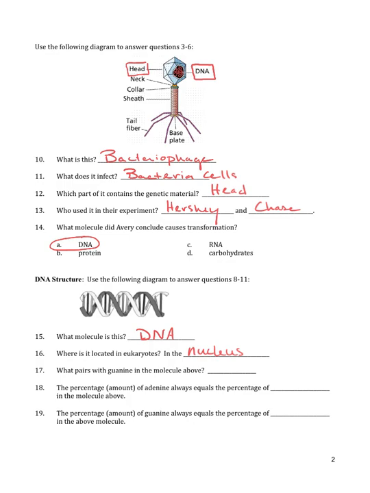So in eukaryotic cells, DNA is always contained in the nucleus, and it does not leave the nucleus unless a cell is dividing. Number 17 says, what pairs with guanine in the molecule above? So if you remember, there are 4 DNA bases that contain nitrogen. So there's adenine, thymine, guanine, and cytosine, and they pair up with each other in a very characteristic manner. So guanine always pairs with cytosine, and then adenine always pairs with thymine.